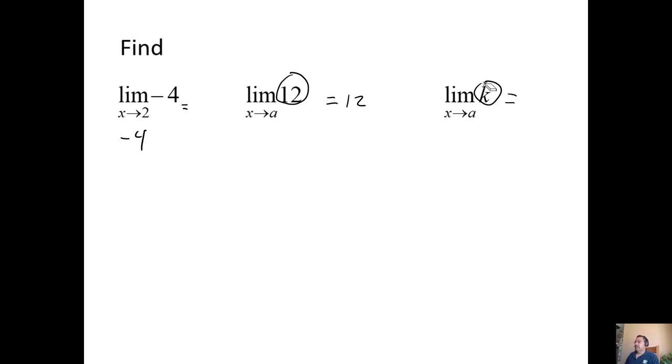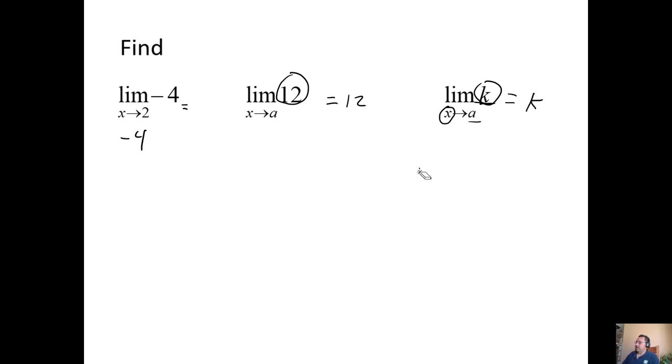Here you have a constant value of k. It has nothing to do with x. This is your input variable right here. This has no x in it, so we're assuming that k does not change. So your output is always k. So as your input tends to a, your output is always going to be k.